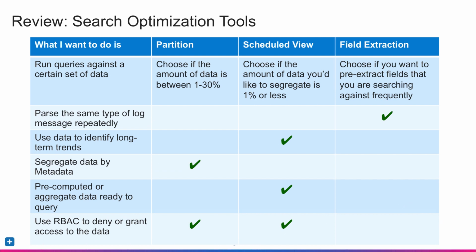Okay, so when do you use search optimization tools? Use field extractions when you're parsing the same type of log messages repeatedly. Use scheduled views when you're trying to identify long-term trends, or needing pre-computed aggregate data. And use partitions when you're segregating data by those metadata tags, and if you're using RBAC filters in your environment. Okay, so this is at a high level.